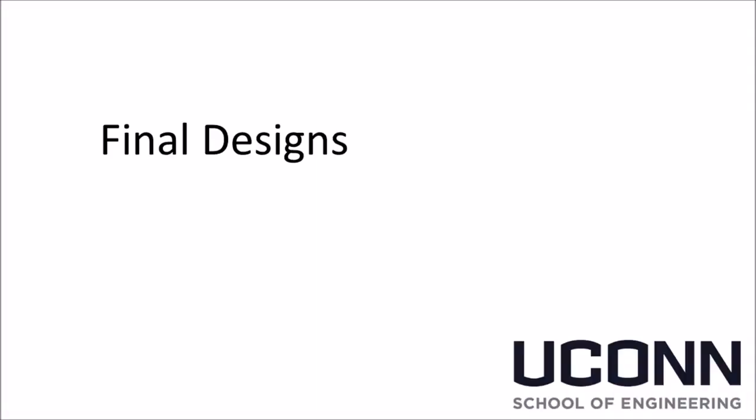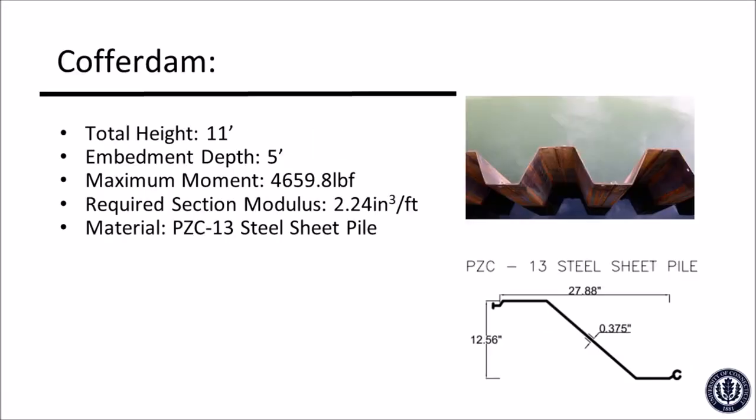Moving to the final design, utilizing the Engineering Handbook and Connecticut DOT Sheet Pile Design Manual, the cofferdam was designed. The cofferdam will be made out of PZC-13 to support the maximum moment of roughly 4,700 pound-feet. PZ-13 is commonly utilized for sheet pile walls and will be able to resist the impact force as it is hammer driven 5 feet into the soil.